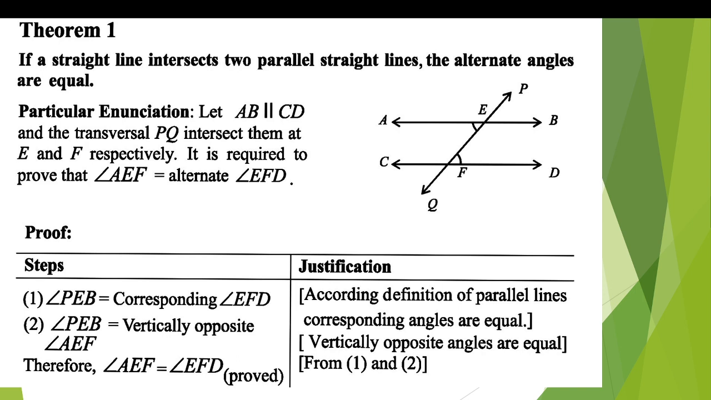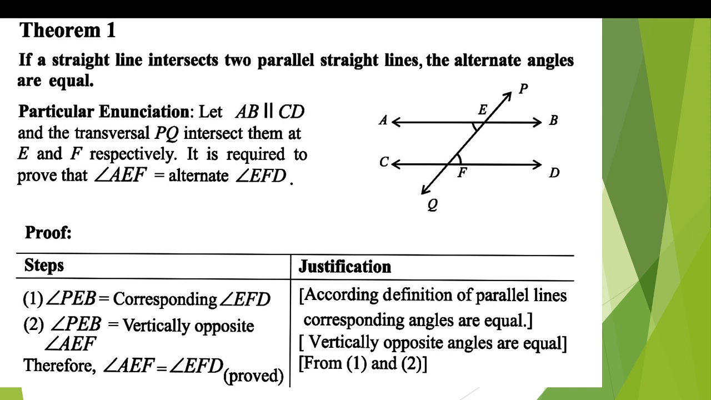Now we'll discuss theorem 1 from your book. If a straight line intersects two parallel straight lines, the alternate angles are equal. In the figure, AB and CD are parallel straight lines and PQ intersects them at E and F. It is required to prove that angle AEF is equal to alternate angle EFD.